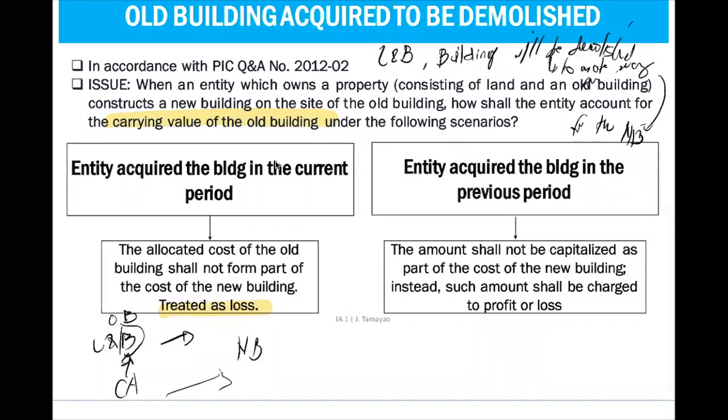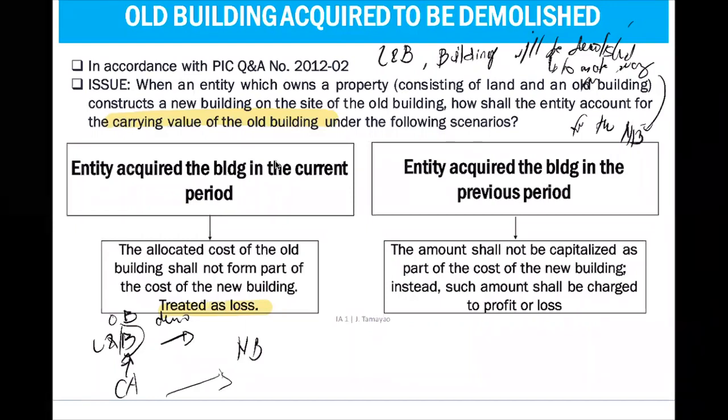Hindi. Bakit? Kasi yung old building na yan, yung cost necessary for the new building is the demolition cost. Kasi yan yung cost. Eh yung carrying amount ba, is that a cost? No, that is not a cost. That is only an allocated amount to your old building. It is not a cost necessary for your new building.